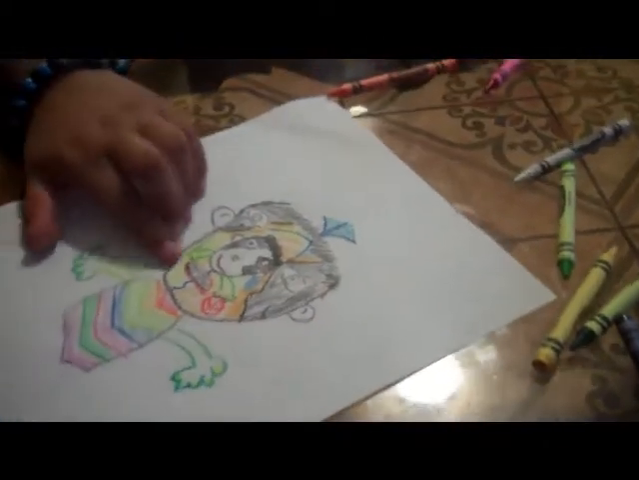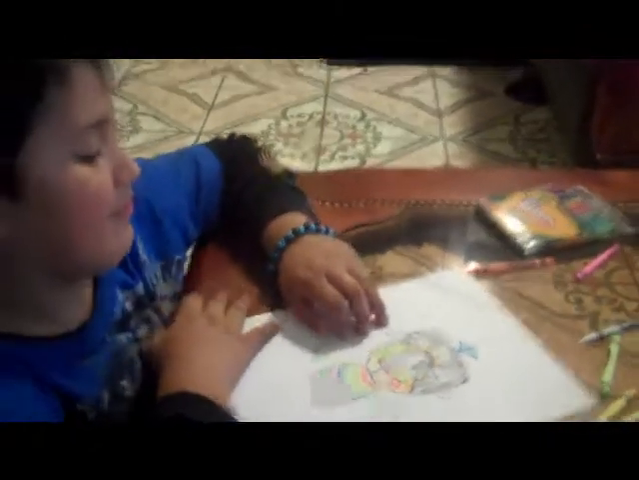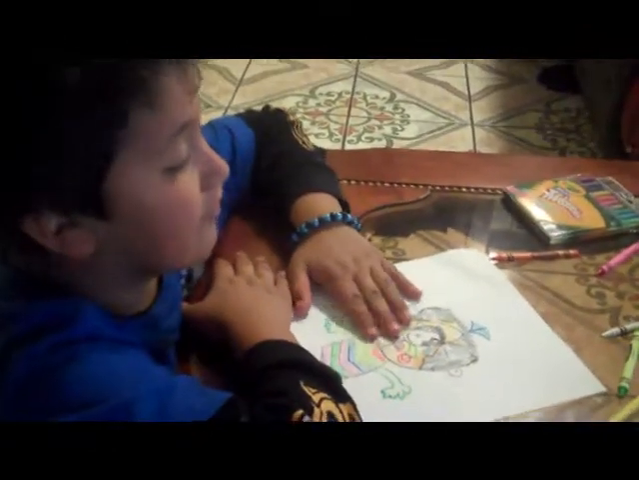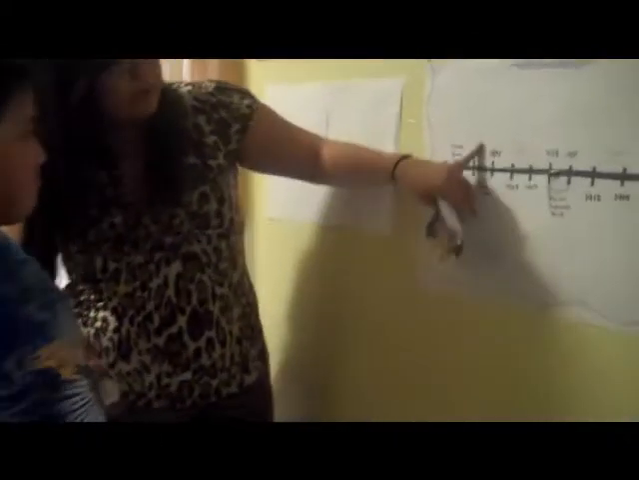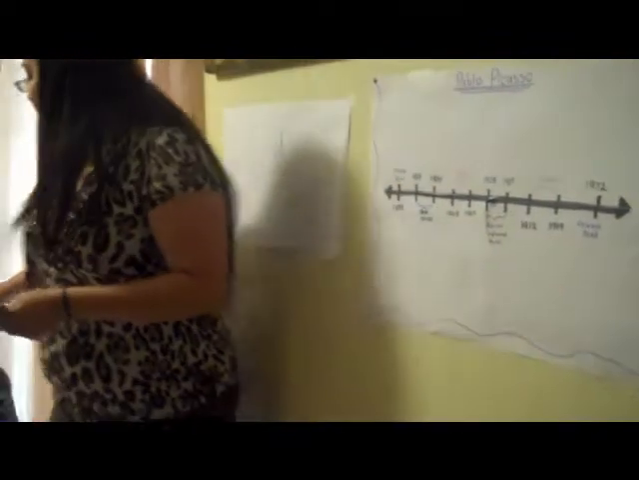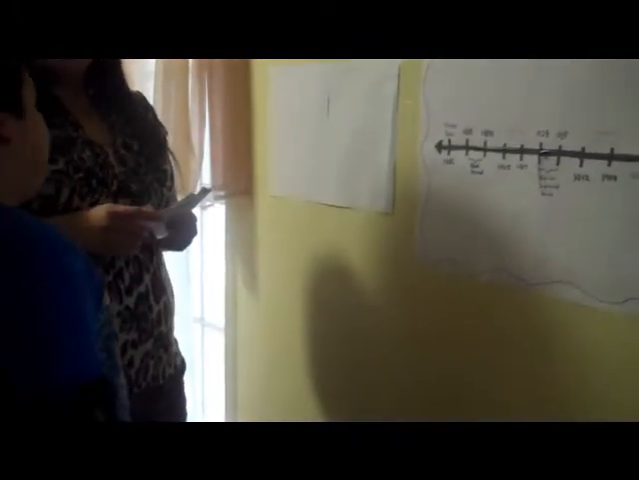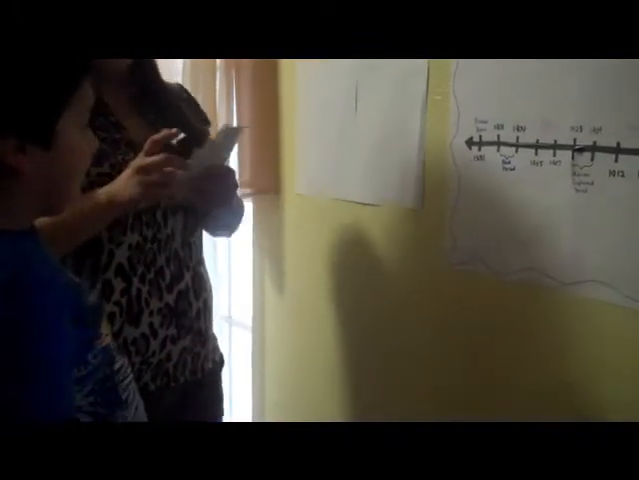So now that we learned a little bit about Picasso and what he did, I want you to come up here and look closer at the timeline. You see the timeline? You see how it goes all in order, the numbers? And then it shows you what period it is. Now, remember there was the blue period, the African influence period, the rose period, and the cubism period.